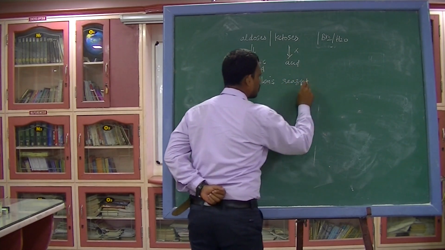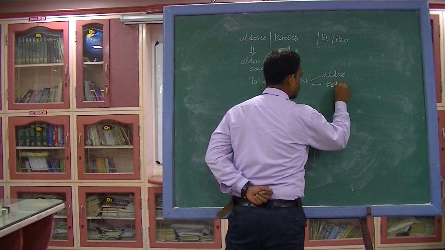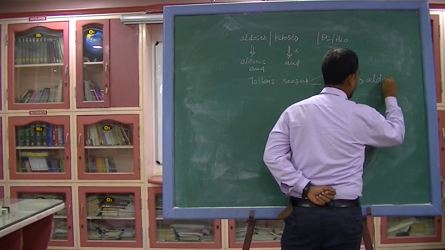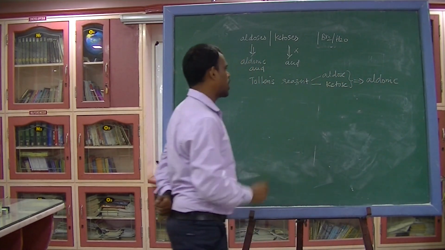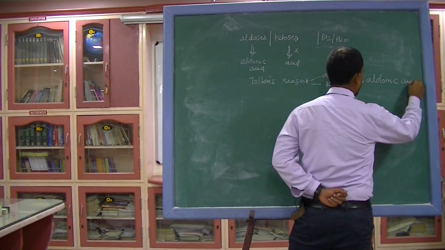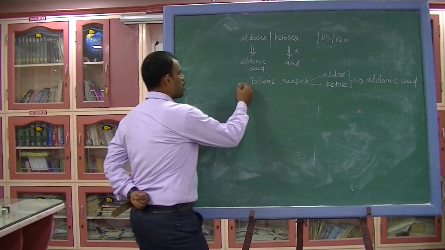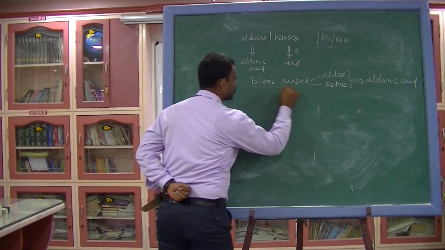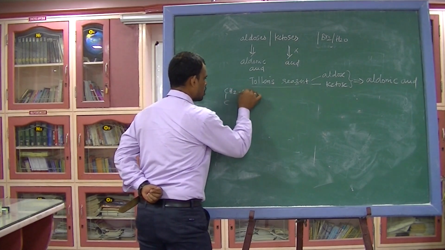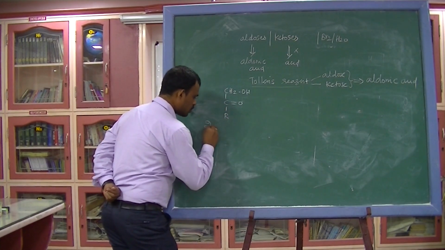Similarly, the one more reagent is Tollens reagent, where both aldose and ketose get oxidized to corresponding aldonic acids. So by using Tollens we cannot distinguish aldose and ketose, whereas by bromine water you can distinguish them. This is the important point. For example, suppose you have Tollens reagent, and this is a 2-ketose.